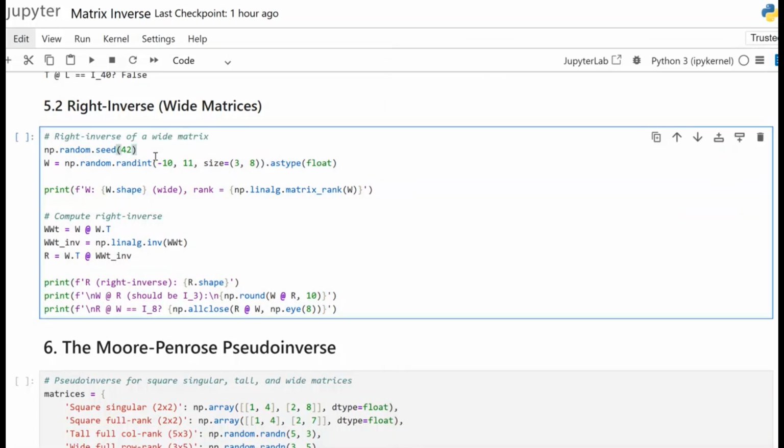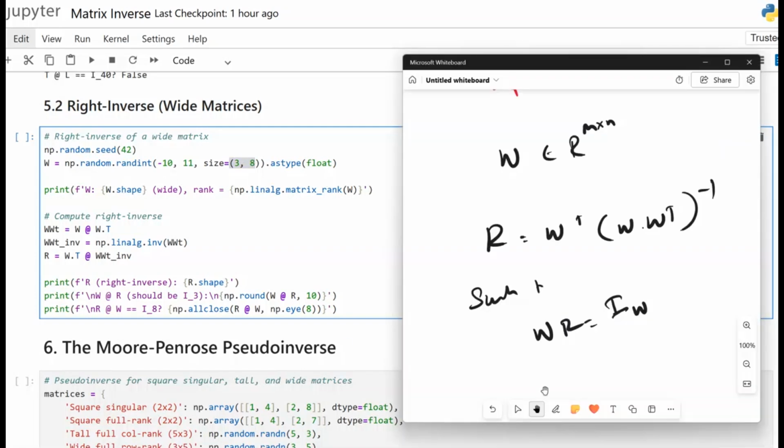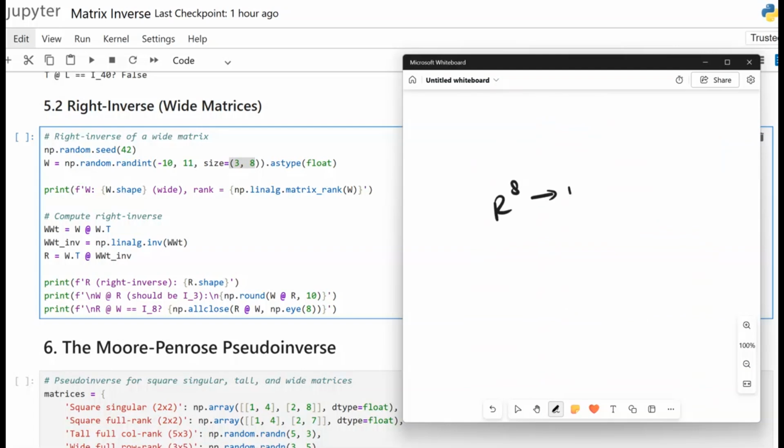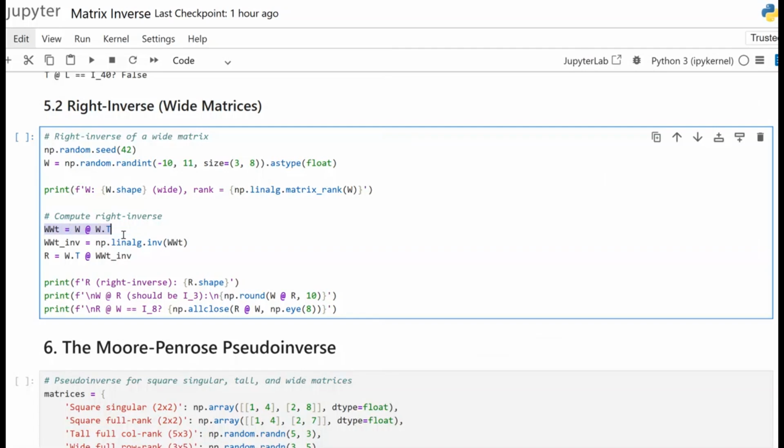So yes, dear friends, kindly observe here. We have a matrix W, a wide matrix with a shape of 3 by 8, and it maps R8 towards R3. That is, here we have typically a rank 3 matrix, full row rank. So rank would be 3. Kindly keep it in mind. Now we are going to form WW transpose. So this is the right inverse.